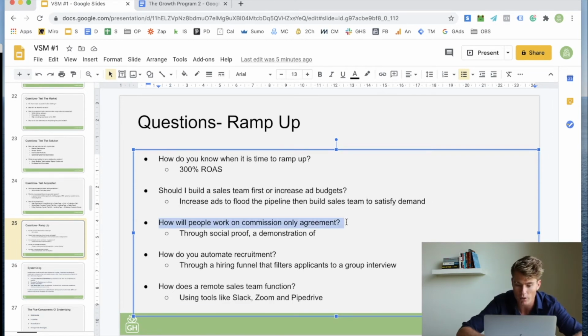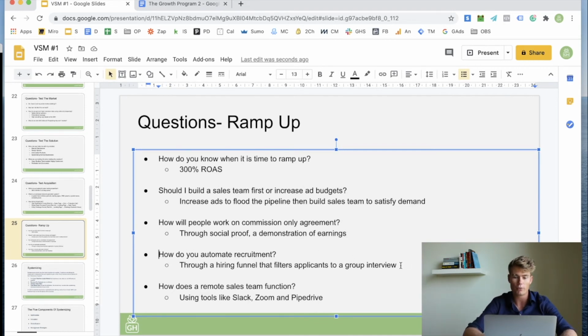How will people work on a commission-only agreement? So we've talked about how the sales team will be commission-only. The way that we do this is through social proof and demonstration of earnings. Okay, this is the way that we will help them to understand that even though they're taking a little bit of a risk coming on board with us on a commission-only basis, they're going to learn so much. There's proof that people earn in our business and that they earn good amounts, and they are going to have a really good experience with us that will set them up for future success within the industry.